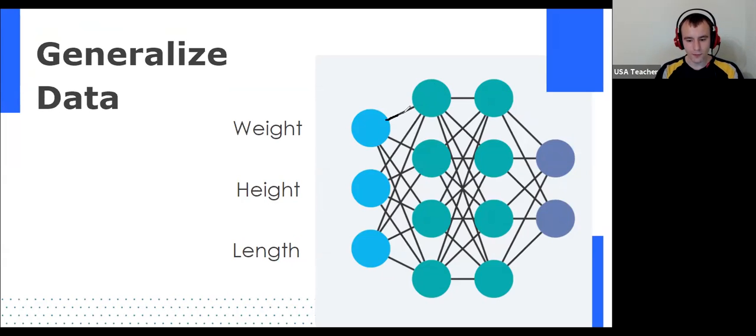Then we also have weights. Weights are these lines that connect 2 neurons together. And these also have some number associated to them.